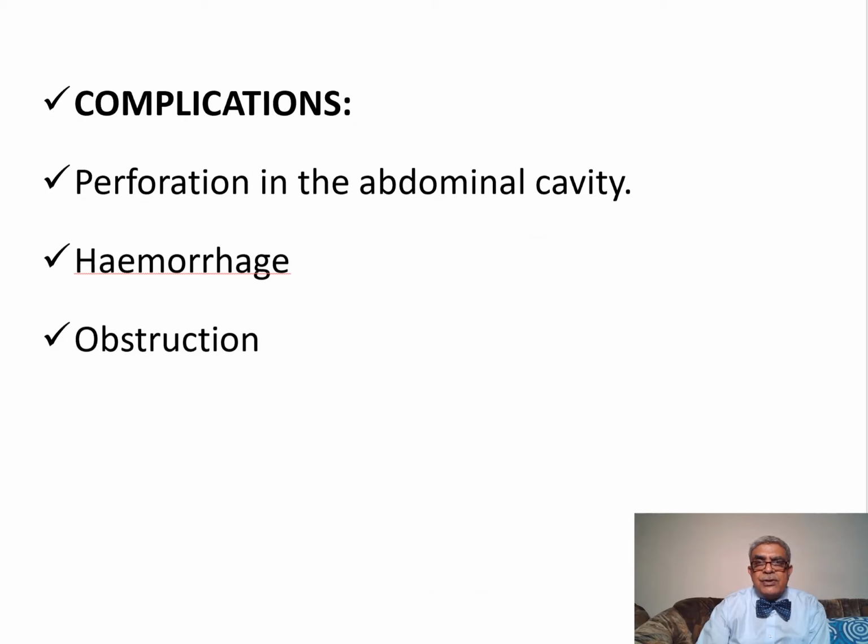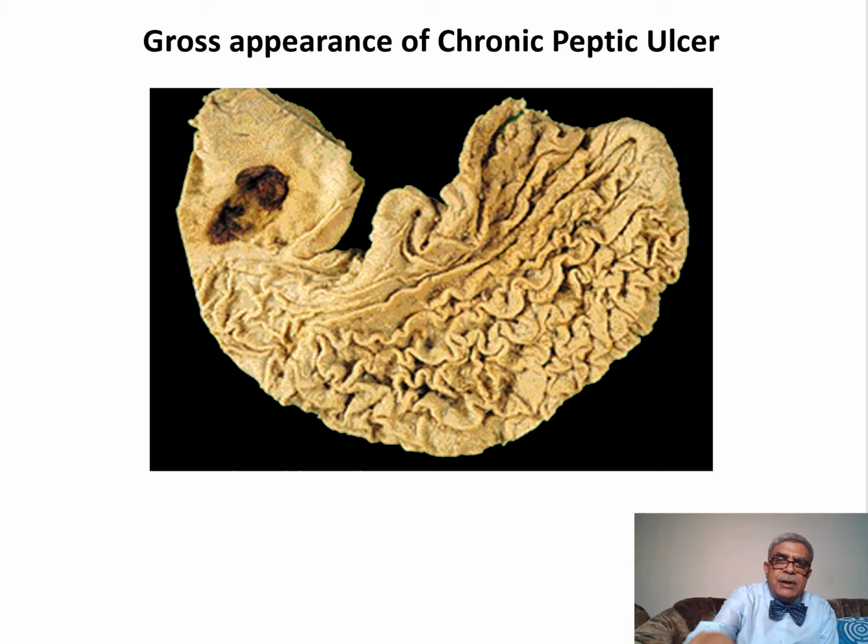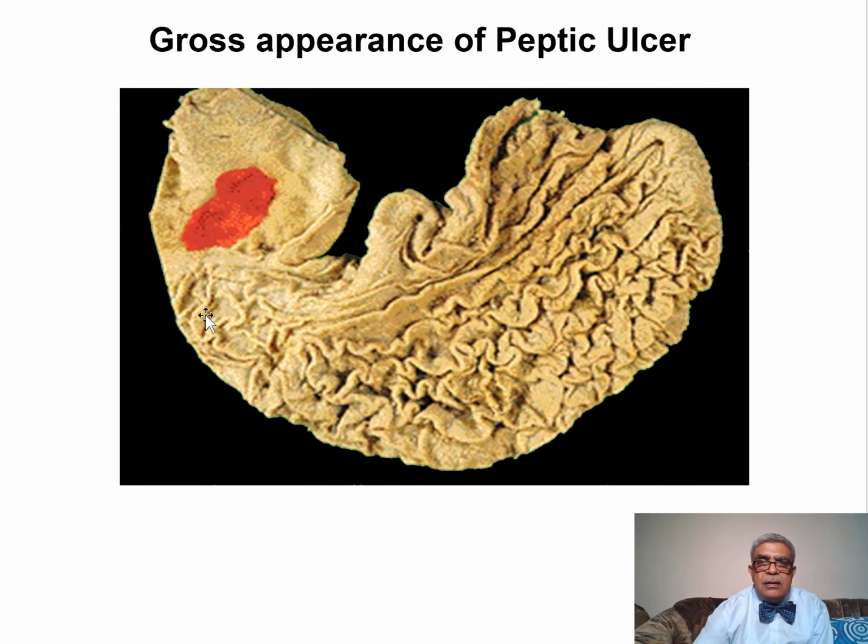Complications: perforation of the ulcer in the abdominal cavity, which is a surgical emergency, severe hemorrhage or obstruction. As I told you, there is repeated healing and ultimately there is fibrosis, and that leads to obstruction. Now, the larger vessels which are present in the scarred area are very thickened and occasionally become thrombosed. Now, this is the photograph which shows you chronic peptic ulcer or peptic ulcer disease. This is the ulcer, again highlighted by red coloration.